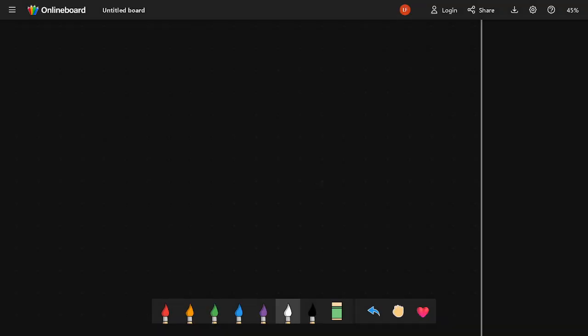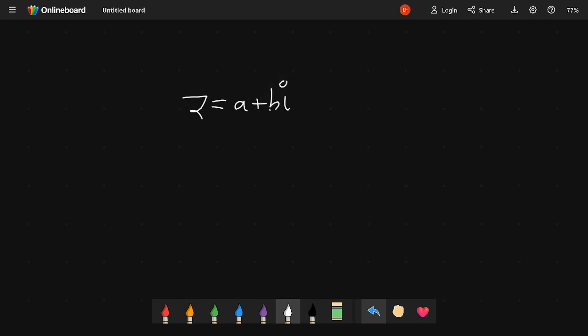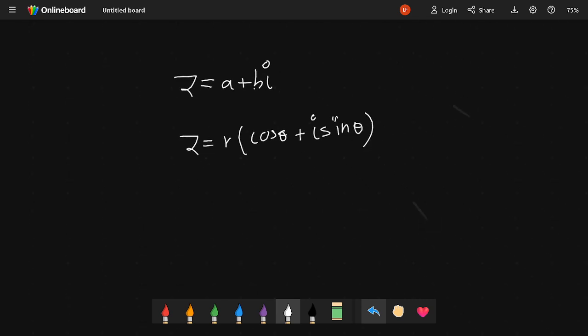Now we're going to learn about the polar form of a complex number. So far we've only seen one representation of complex numbers, and that's z equals a plus bi. Now what if I told you there were more? Like z equals r times cosine of theta plus i times the sine of theta. Now, what even is this?